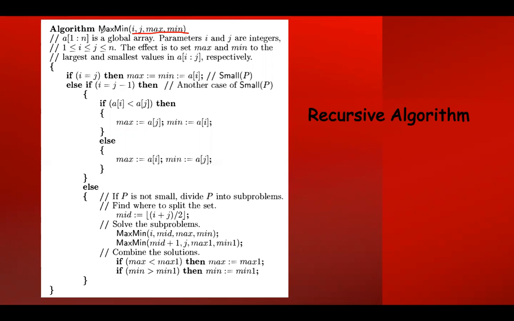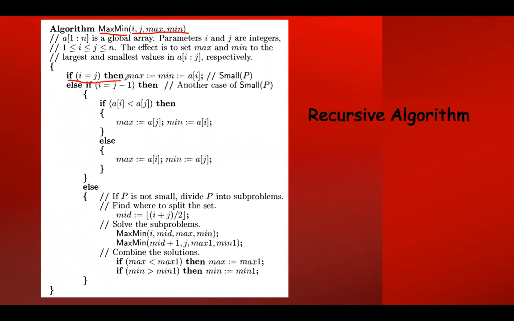While calling this max min algorithm, we are passing four values. i is nothing but the first element of the array, j is nothing but the last element of the array, and the array is the array. Each time while calling the algorithm, we are not passing a new array. The array will be the same, only one array. Its values we will be changing each time we call the algorithm.